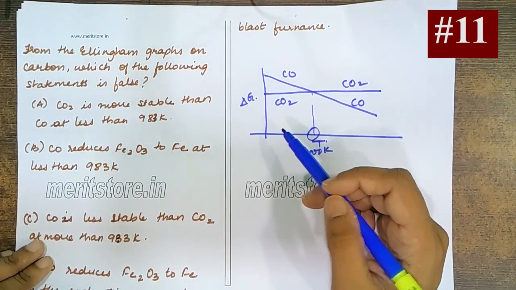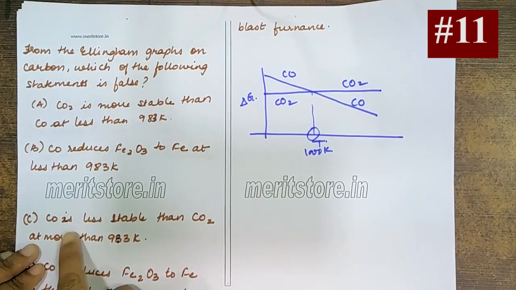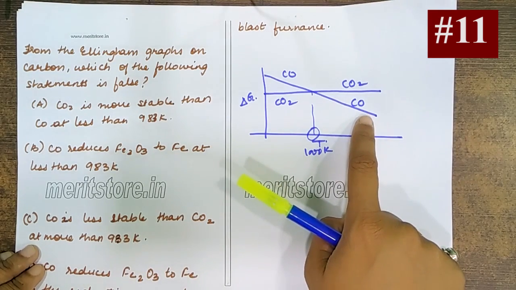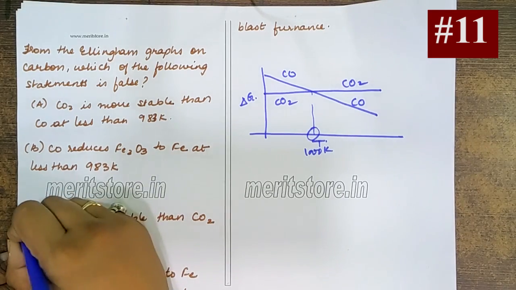CO is less stable than the CO2 at more than 983 Kelvin. CO is more stable, we can see, because its delta G value is negative. So definitely option C is the false statement.